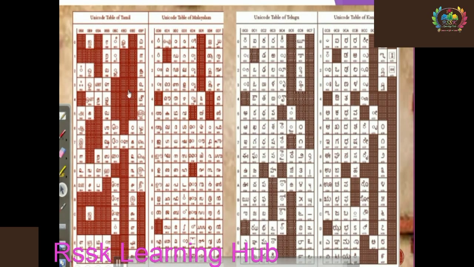So this is the Unicode table for Tamil, this one for Malayalam, this table for Telugu, and this is the table for Kannada. Just to make a clear view of this. So you may have Unicode because it is a universal code covering various languages. Okay, up to this we will end our chapter 2.